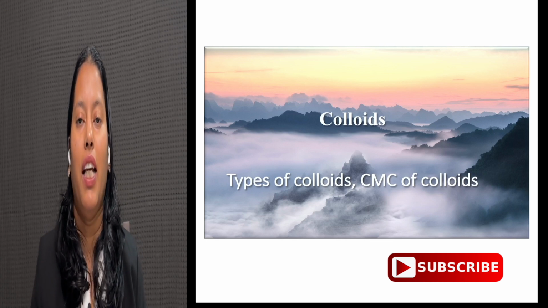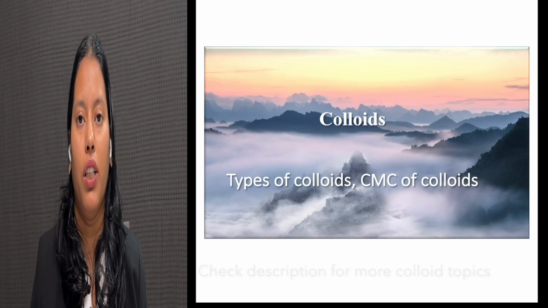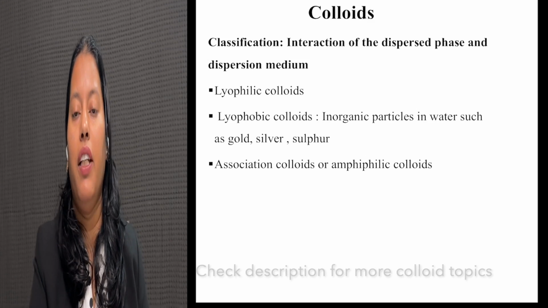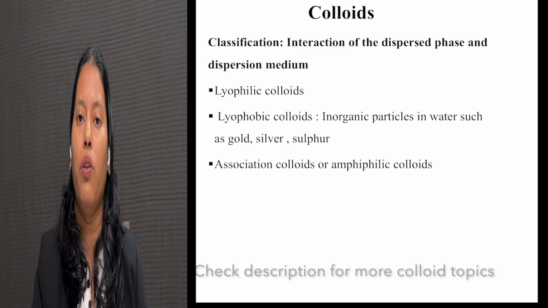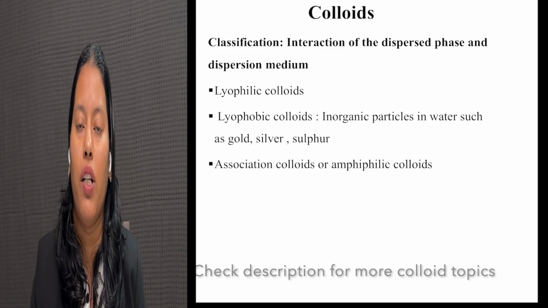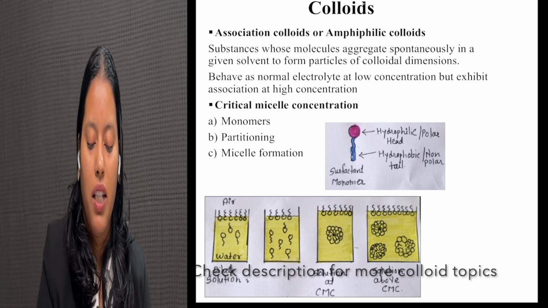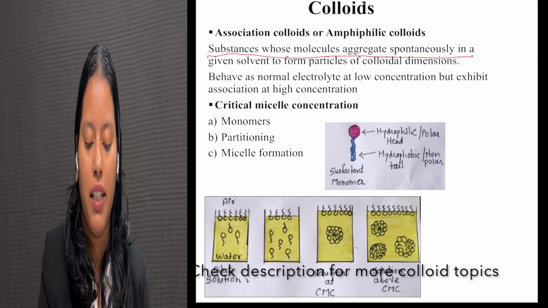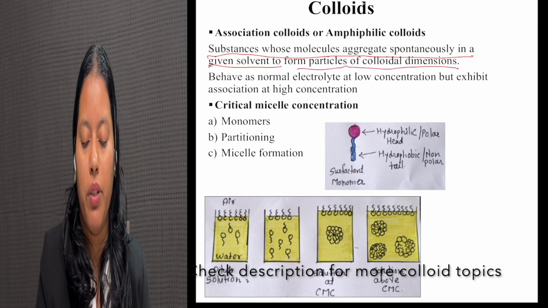So let's start the next topic. What is CMC, the critical micelle concentration, involved in colloids? You have three types of colloids: lyophilic colloids, lyophobic colloids and association colloids. The association colloids, or the amphiphilic colloids, are substances whose molecules aggregate spontaneously in a given solvent to form particles of colloidal dimension.